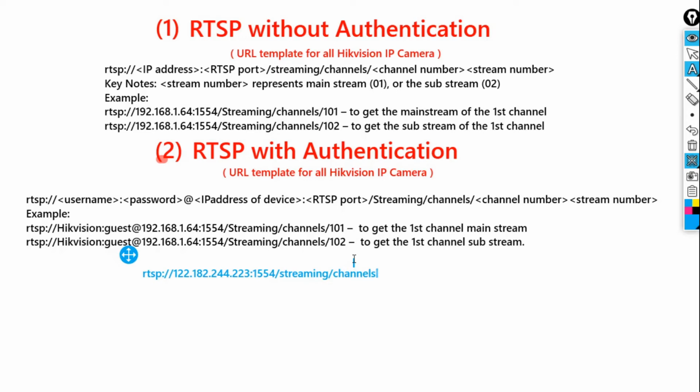Make sure the spellings are not wrong, and then again /1 channel number. I'll give the channel number here. 1 is nothing but a channel number or camera number, and 01 is the stream type. So 01 is the mainstream, 02 is the substream, as we have already discussed. So I'm going to get the main stream of the camera. So this is the first method, which will ask me to enter the username and password to view the live stream.